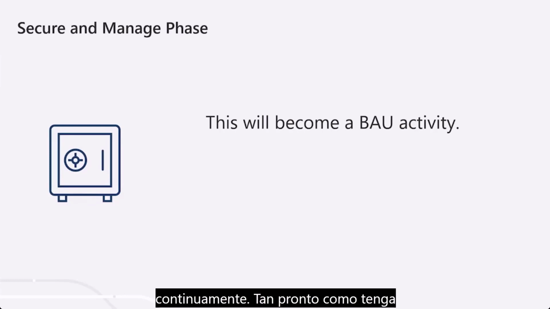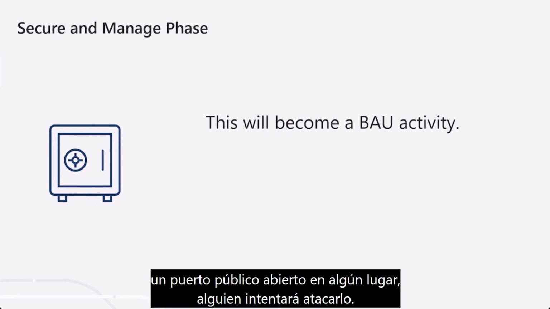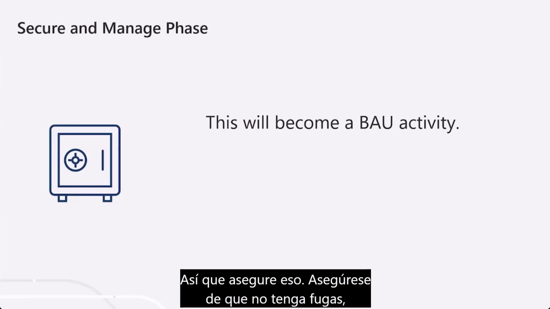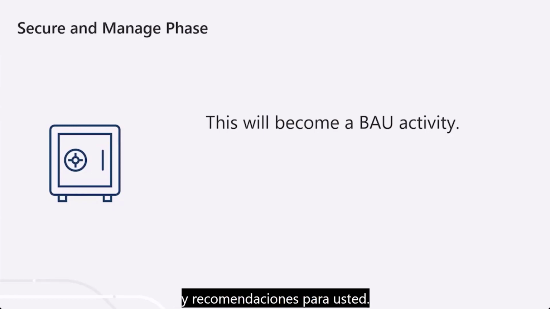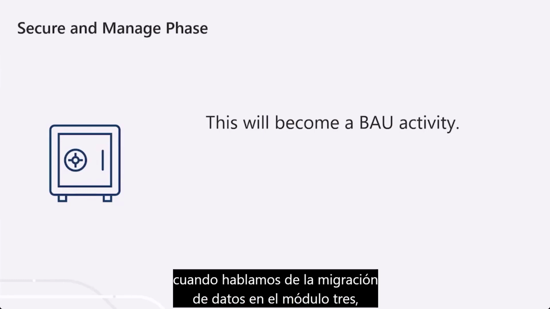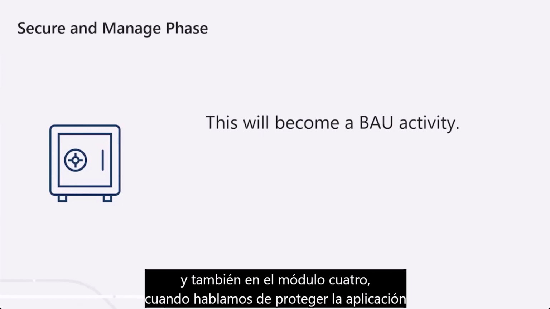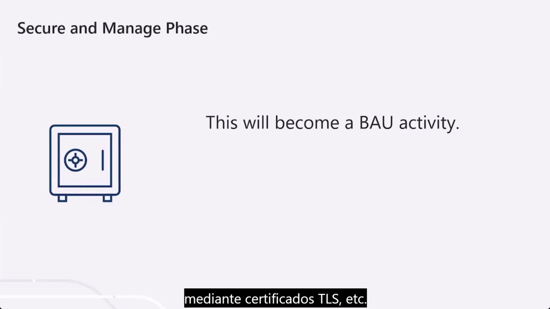As soon as you have a public port open somewhere, somebody is going to try to attack it. So you want to secure that. You want to make sure that you don't have leaks, that you don't have any problem. And here too, we have tools and we have recommendations for you. So we'll see that also, for example, when we talk about the data migration in module 3, also in module 4, when we talk about securing the application, using TLS certificates, etc.